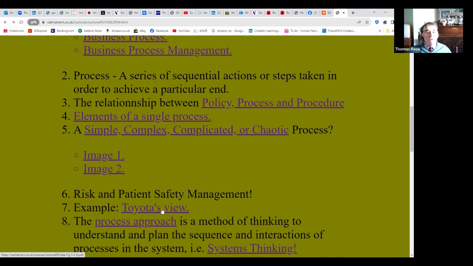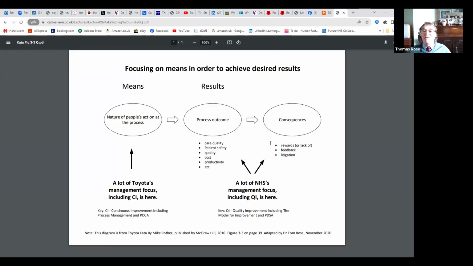So Toyota, who have been famous for implementing quality management, their view is that your consequences and your process outcomes are less important than the nature of the people's actions at the process. That's understanding the situation, your cabin resource management, how you use your resources in a difficult situation. The NHS and quite a lot of other organisations put a lot of emphasis on measuring process outcomes and suffering the consequences and trying to minimize the bad consequences.